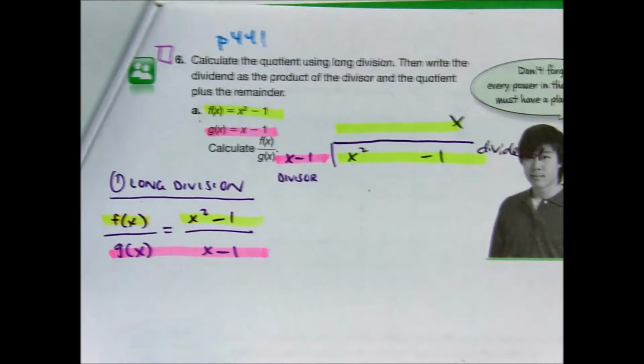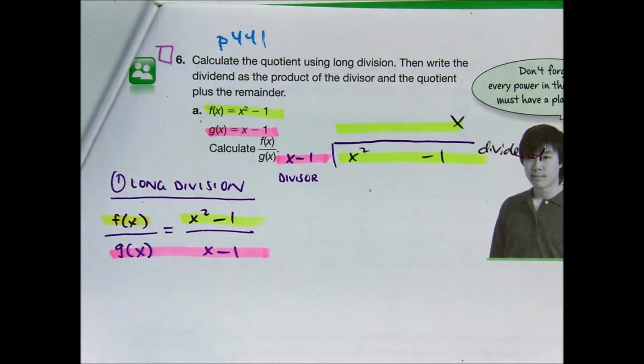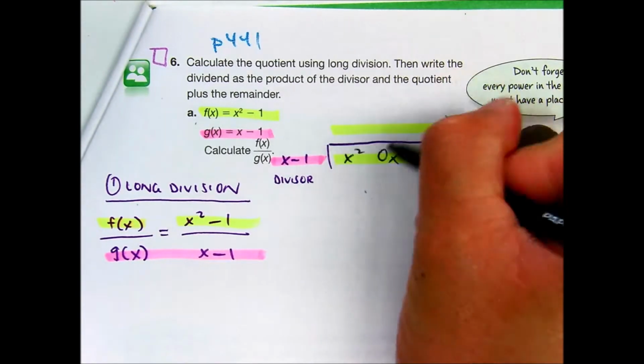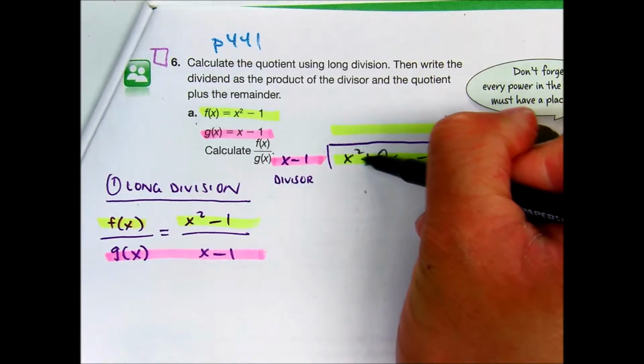Class, why did I leave a space right there? You're going to have a 0x. And 0, if it helps, just write positive.